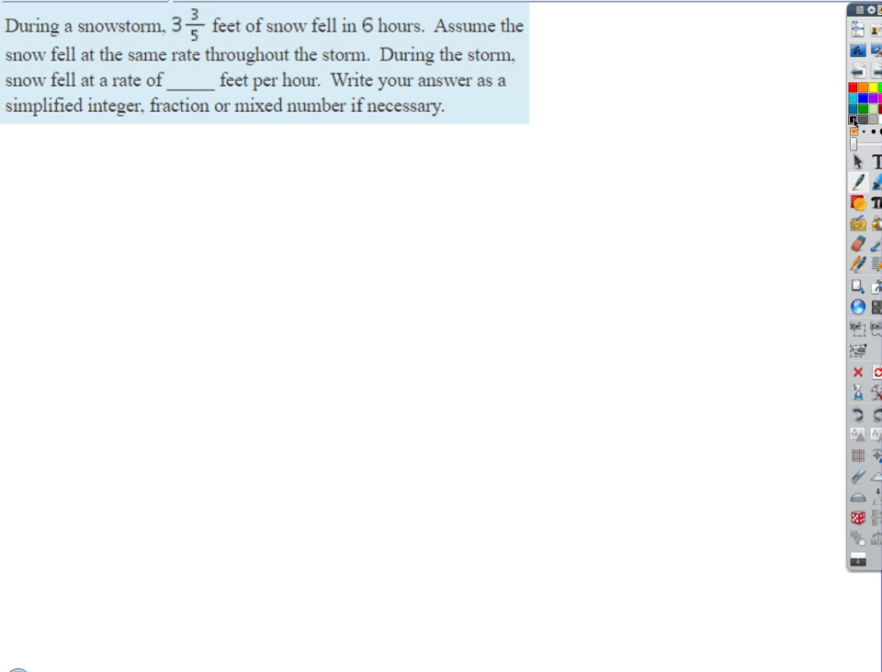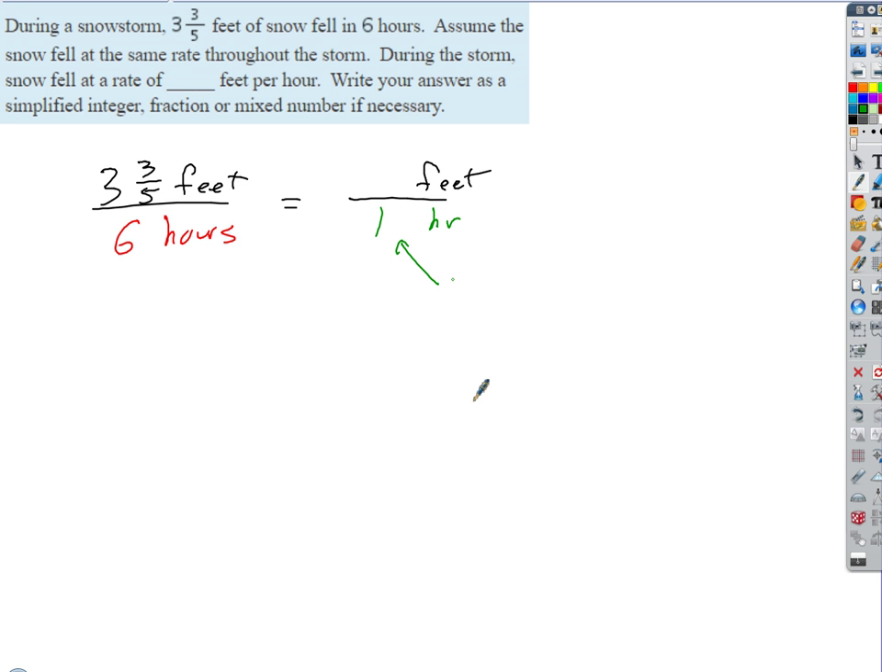How do we do a unit rate? What's a unit rate problem mean? What's the word unit mean? I know. 1. Means 1. So what we want to be able to do is write this as a fraction. Instead of writing this as 3 3/5 feet in 6 hours, we want to be able to write this as some number of feet in 1 hour. So that's what we mean by a unit rate.